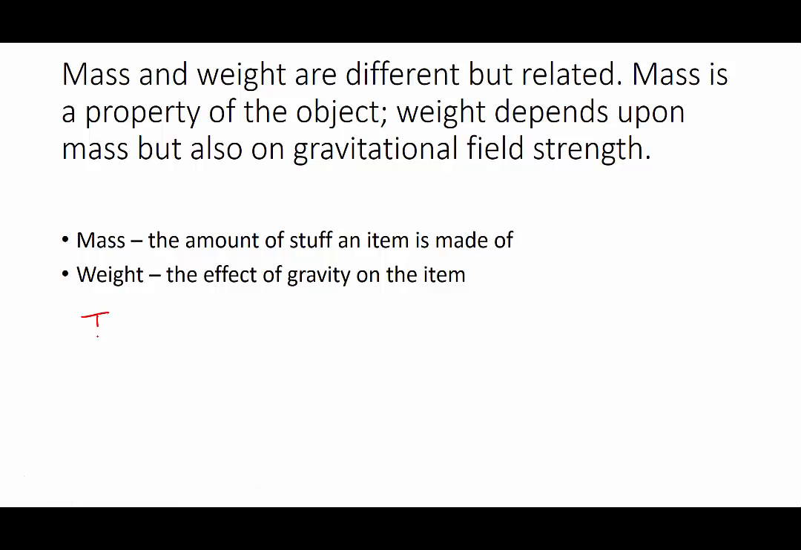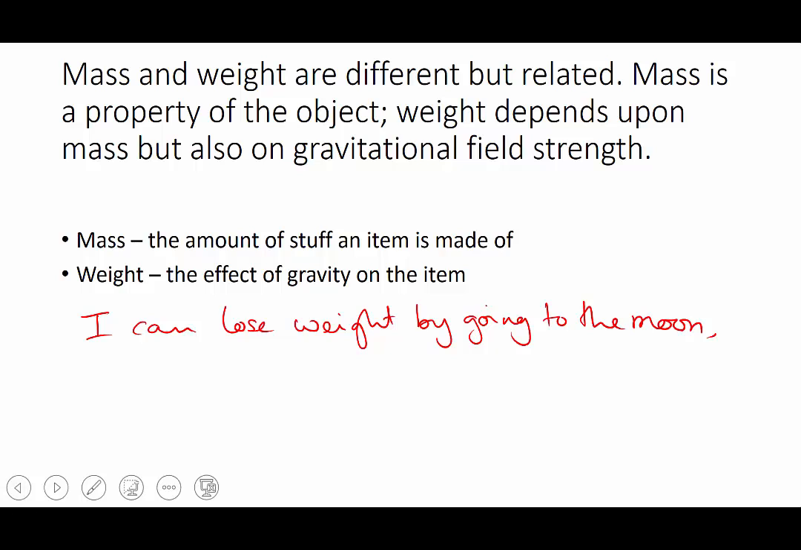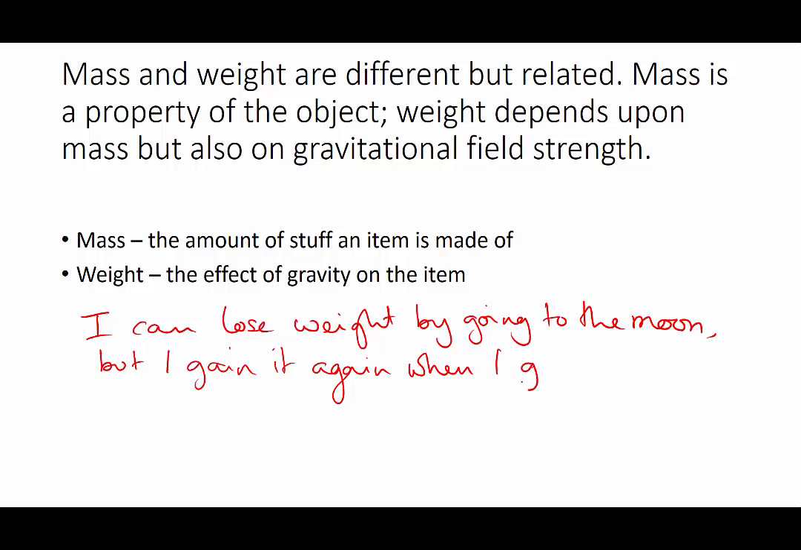So what's the difference between mass and weight? Mass is the amount of stuff that an item is made of, whilst weight is the effect of gravity on it. And what does that mean? Well, that means that if I'm on the planet Earth, the force of gravity is different than if I'm on, say, the moon. And if I go to the moon, which has a lower gravitational field strength, then I'm going to have less weight than I do on Earth. But unfortunately, because my mass hasn't changed, when I get back down to the Earth, my weight is exactly what it was before I left.